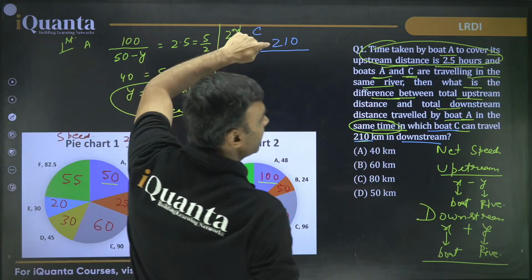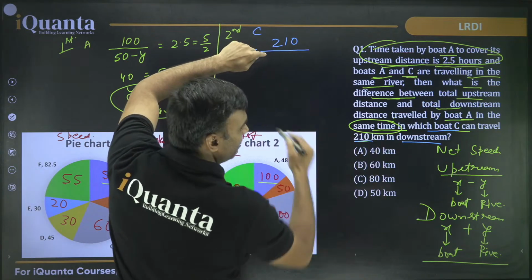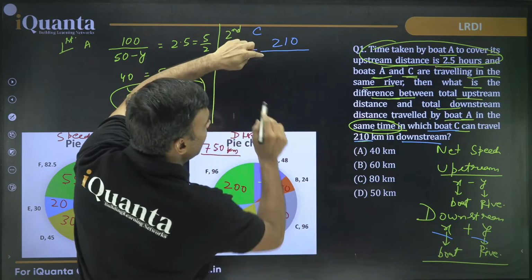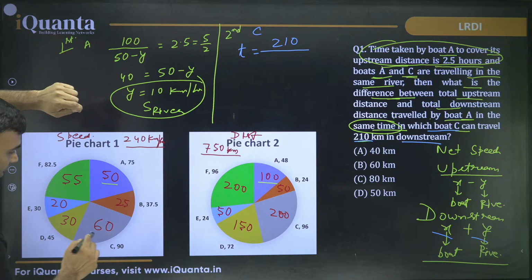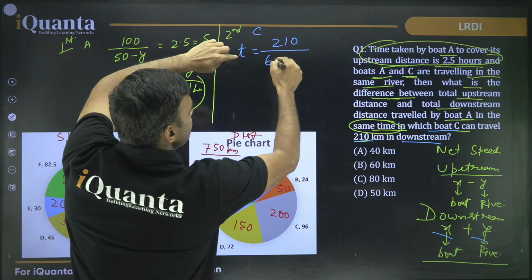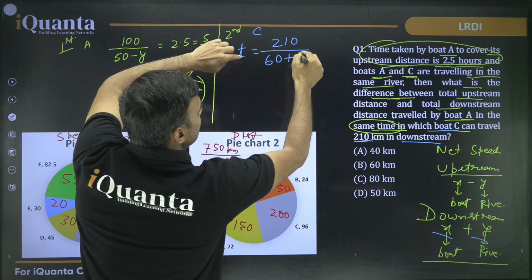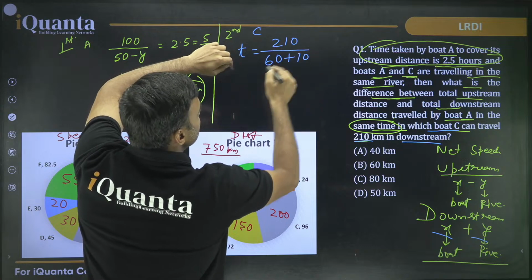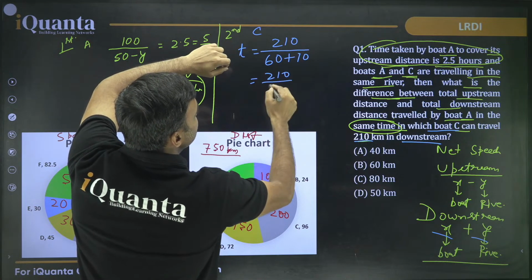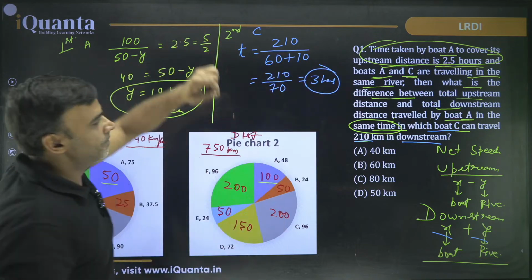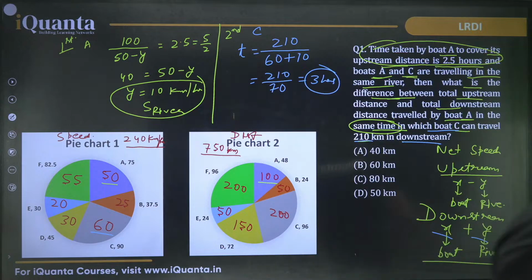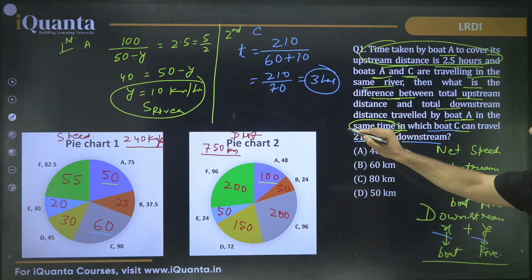Okay, so 210 km distance, downstream speed will be x plus y. X means the speed of that boat. Speed of that boat is 60. So 60 plus y, that is 10, so 70. So it is 210 divided by 70 and that is 3 hours. Is this clear? Fine. So we have got the time, the time we needed.